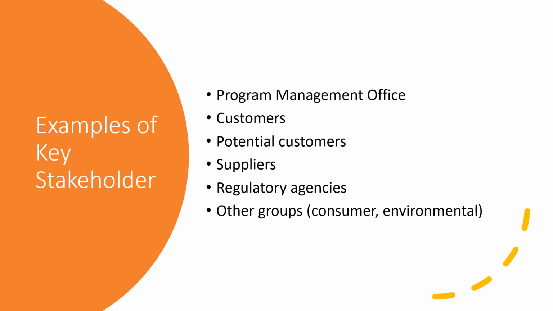A few more examples of key stakeholders include the program management office. If it's a complex or bigger organization, it might have a PMO in place. Your customers are definitely part of the key stakeholders, and potential customers who are anticipating or looking for products to come on board. The suppliers, regulatory agencies like government authorities, and other groups like consumers or end users. The environmental people. Those are some examples of key stakeholders. You need to figure them out and establish the stakeholder register.